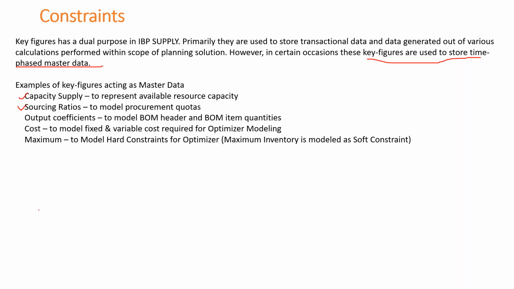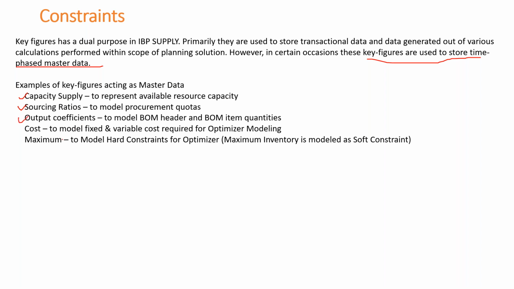Sourcing ratios also, I think we have seen this, right? The quotas need not be static all the time. You make them a time series. You will maintain different quotas for different time horizons. So for one quarter, you can say that on this side of my supply chain, the quota is zero. Let's not push any demand onto this side. We can do all that with the time phased master data, if we make them time phased.